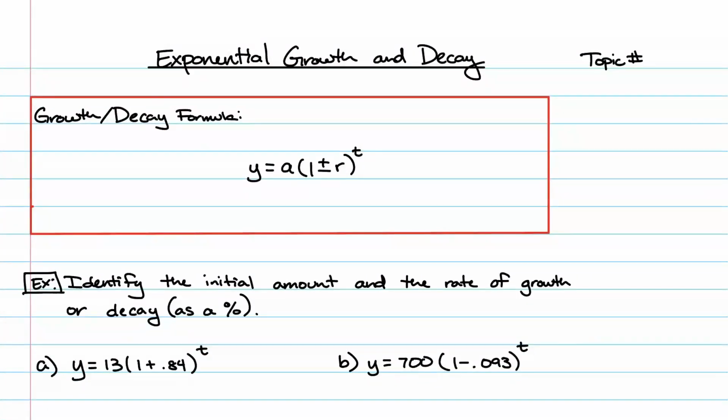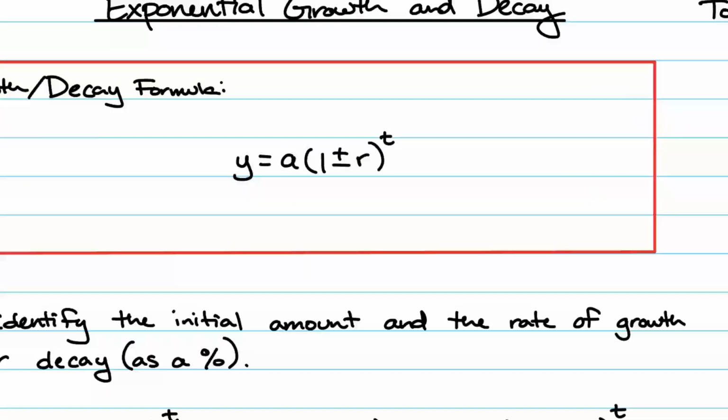So exponential growth and decay, the formula for it is going to be y equals a times 1 plus or minus r to the t. There's a couple of things going on here. I want you to notice that this is still an exponential function like the last one. This is still y equals a b to the x. It's just that they made the b look really weird, right? Now they have a 1 plus or minus r because this is going to allow us to use a growth rate or a decay rate if we have it. So let's go ahead and talk about what each one of these letters means.